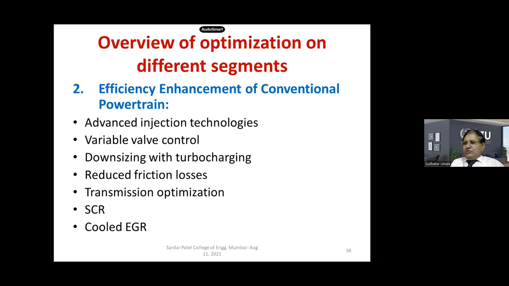First, we have to use advanced injection technologies to reduce the emission problems, variable valve control designs, and downsizing with turbocharging. Reduce friction losses, because when you are using a number of components in the engines and vehicles, there are friction losses, and because of friction losses, fuels can be wasted. Transmission optimizations, SCR usage, coolant EGR.